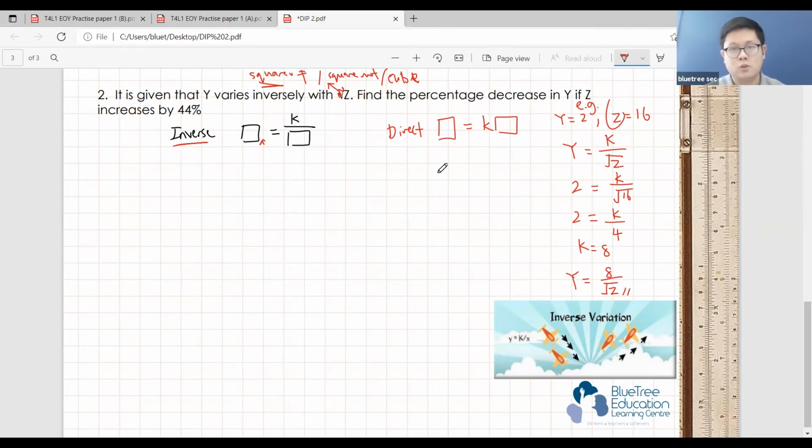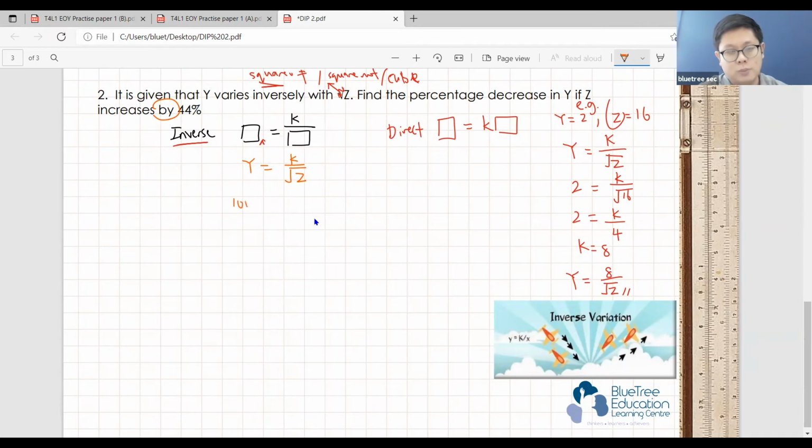All right, so back to this question. This question, however, doesn't have any way to find k because they didn't give us any value of y or z, right? So the only thing we could do is just to write the general formula connecting y to square root z without being able to find k. And because there's nothing else we could do to find out k, we will jump into the question, and the question says that z increases by 44%. All right, so if it increases by, it means you have to add 44% to the original, right?